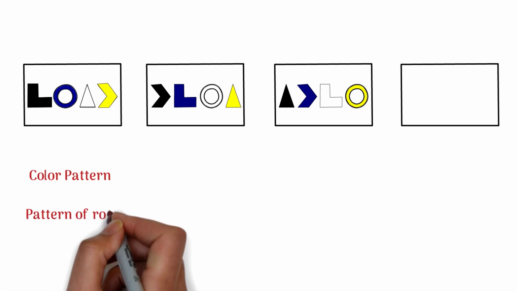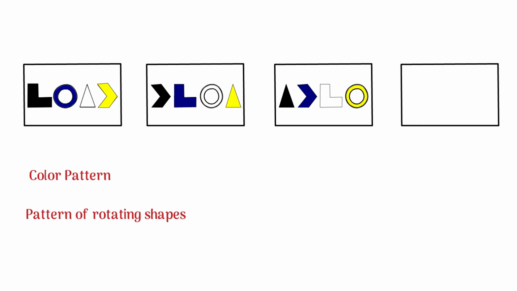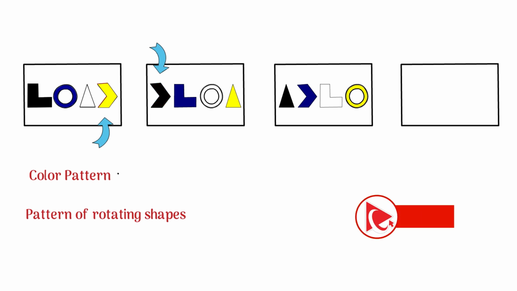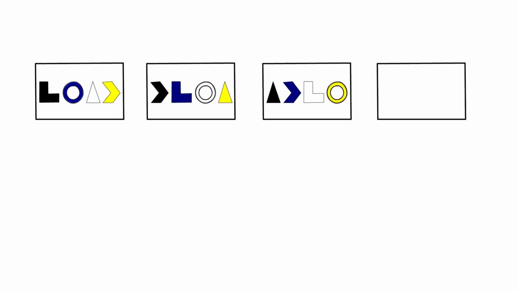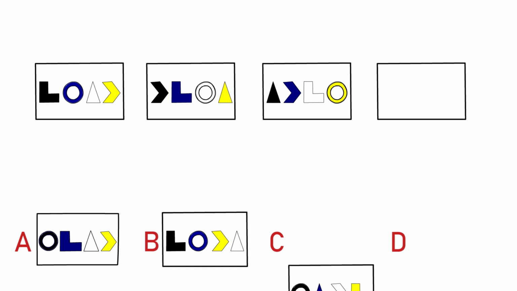The second pattern that you can see if you look closely is the pattern of rotating shapes. You can see that the rightmost shape in the previous rectangle always becomes the leftmost shape in the next rectangle. For example, the yellow arrow from the first rectangle becomes the black arrow in the second rectangle. If you are able to identify at least one of these patterns, you will be able to solve this problem. Let's look at each of the answers and try to exclude the incorrect answers.